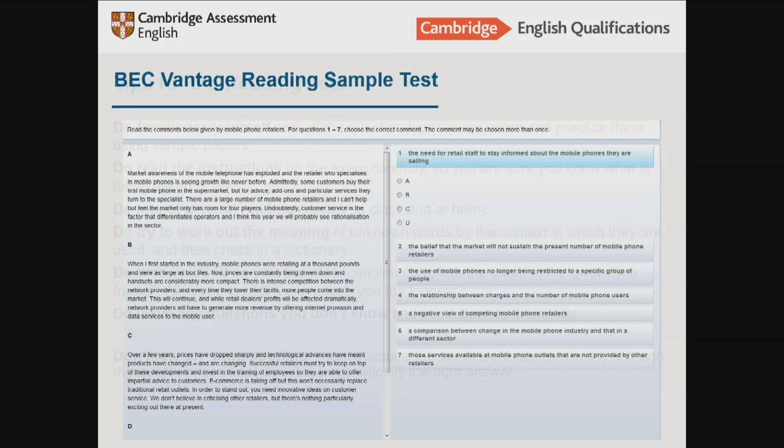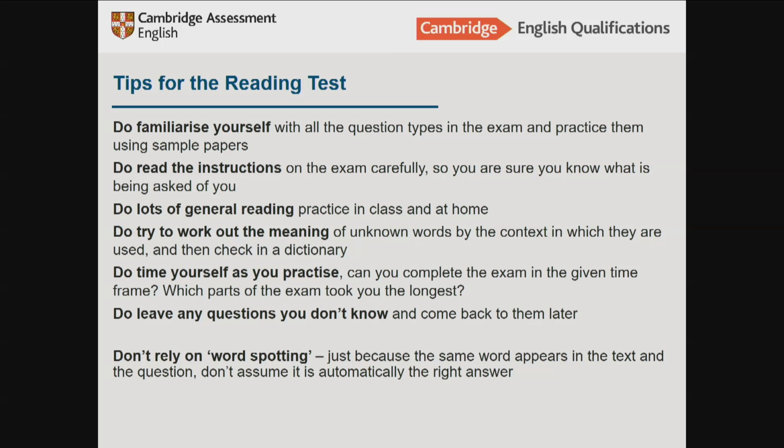So I'd also like to give you some tips for the reading test. So it's important that you do familiarise yourself with all the question types in the exam and practice them using the sample papers that I've just described to you. It's also important that during the exam you read all the instructions carefully so that you're sure what you have to do and you can be sure that you answer the questions correctly.